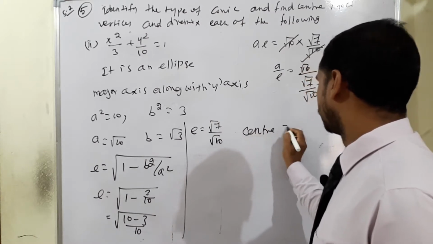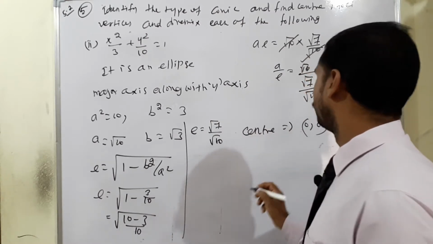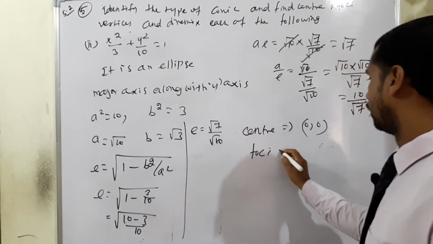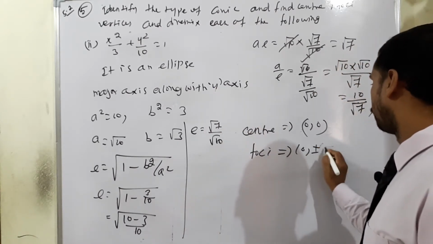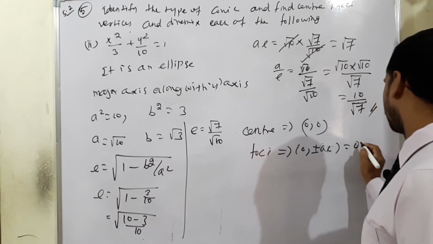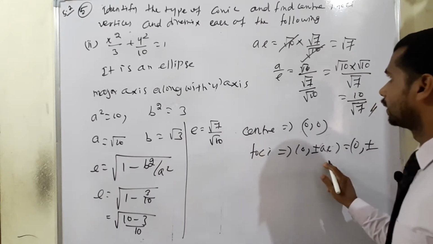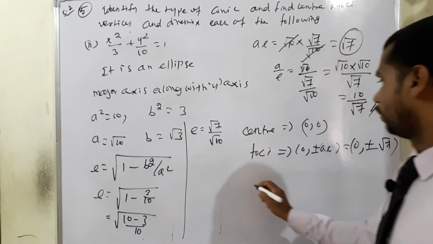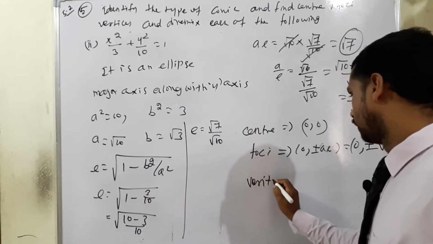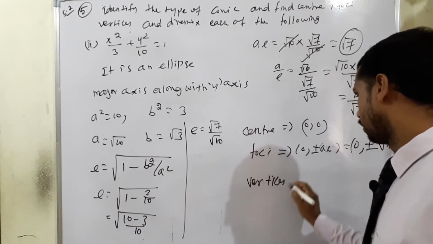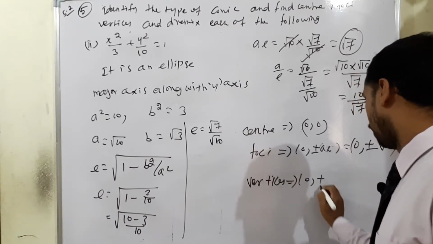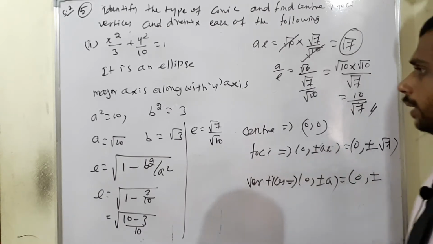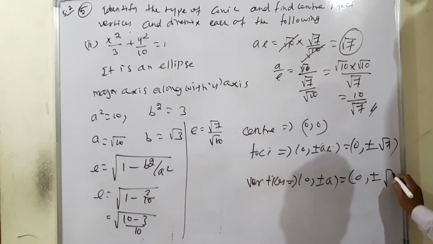Center means 0, 0. Then foci. Foci lie along the y axis, so 0 comma plus or minus ae. We already found ae is root 7, therefore 0 comma plus or minus root 7. Moving to vertices, vertices means 0 comma plus or minus a, so 0 comma plus or minus root 10.